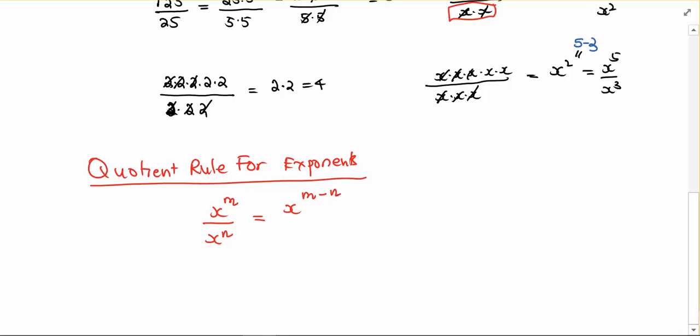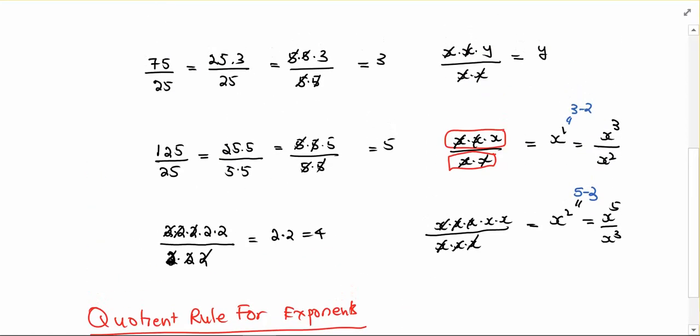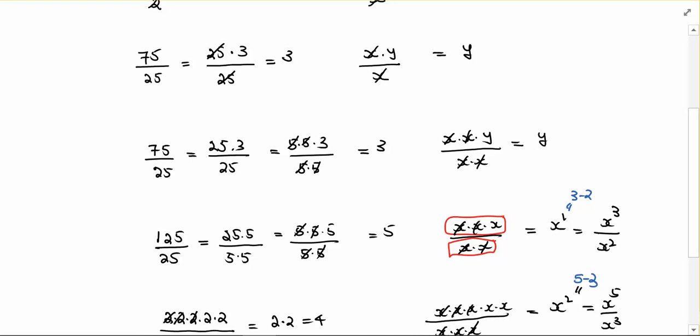There is a condition that says x can't be 0, which is obvious because you can't have a 0 in the denominator. There's also another rule that seems to come out of this. So if you look at this example right over here, this one is x squared y over x squared, and if we apply the quotient rule, really what we have is x to the 2 minus 2, which is x to the 0. This is 2 minus 2, but we don't see that.